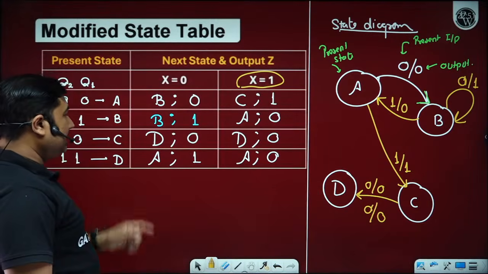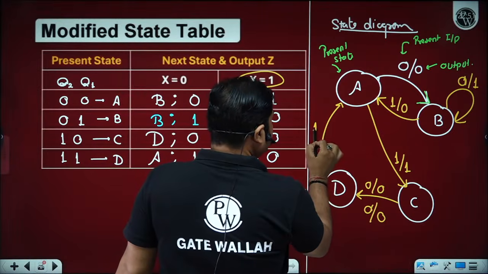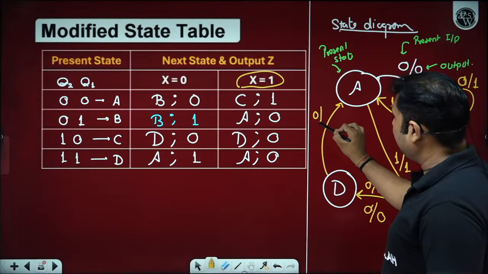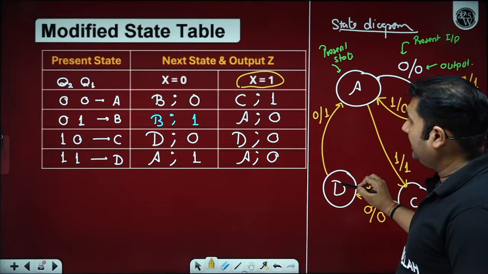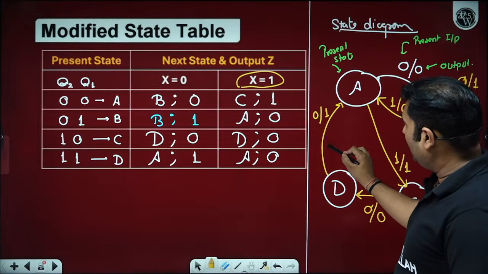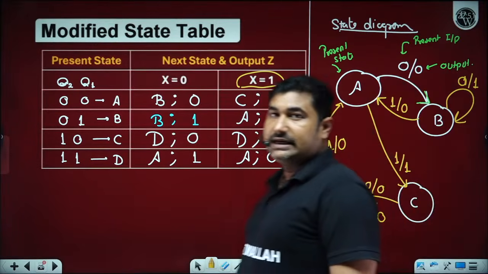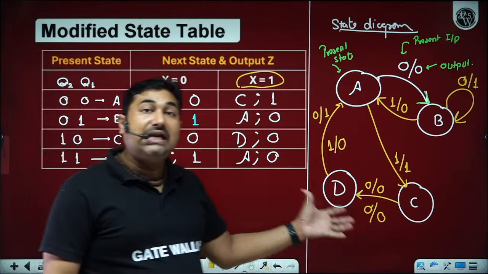If you are in state D and x is equal to 1, move to state x. If x is equal to 0, move to state A and output 1. If you are in state D and x is equal to 1, output 0, then also you will move to state A only. So this is what we call a state diagram of the Mealy model.